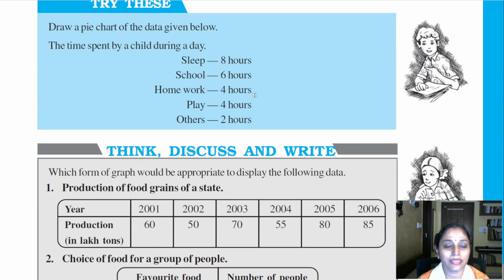Next, let's try this question. They're saying draw a pie chart of the data given below, the time spent by a child during a day. Very similar to the solved example that they have given to us initially. Sleep 8 hours, school 6 hours, homework 4 hours, play 4 hours and others 2 hours. It's very similar to that. Let us check that.